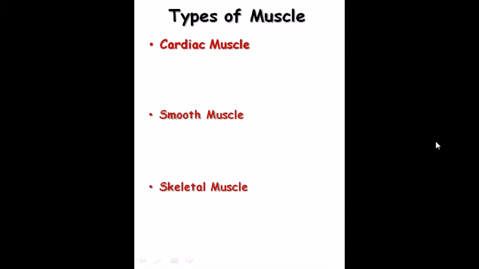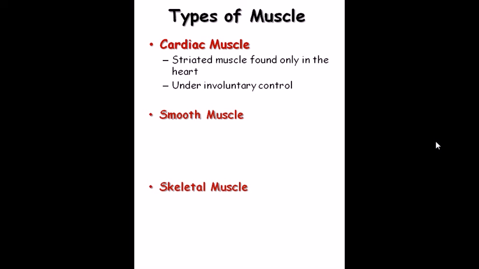Now the types of muscles are cardiac muscles, smooth muscles and skeletal muscles. Cardiac muscles are striated muscle found only in the heart. They are totally different. They are under involuntary control because we cannot regulate their control. It is predefined and only rests between the contractions of the heart. So this is very effective and these muscles are working 24/7.